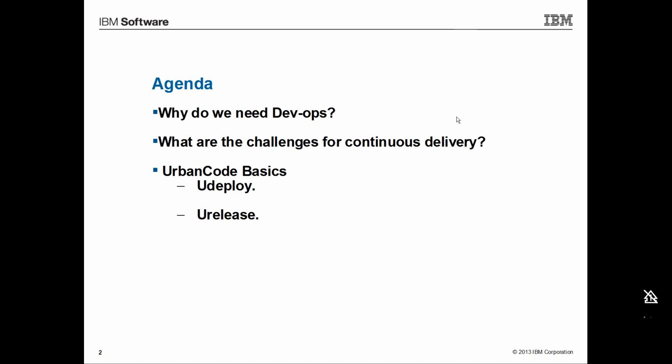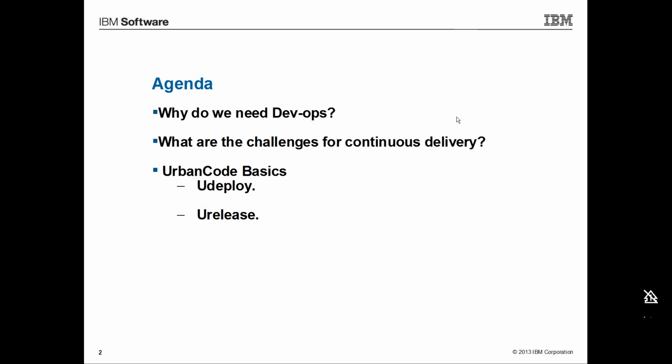Looking at the agenda, we would talk about why we need DevOps. That's one of the buzzwords that's being discussed in the industry very often nowadays, and based on the emerging market needs, DevOps is one of the key things that's gaining momentum. We would also look at what the challenges for continuous delivery are and why we need continuous delivery.